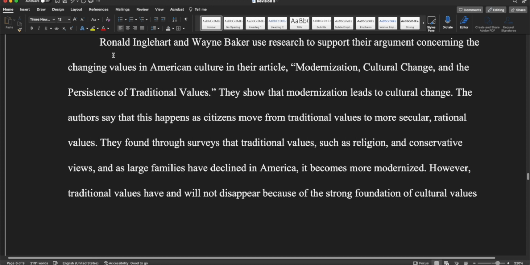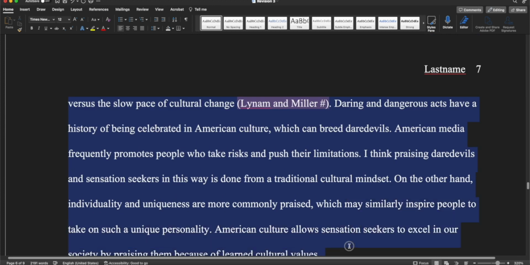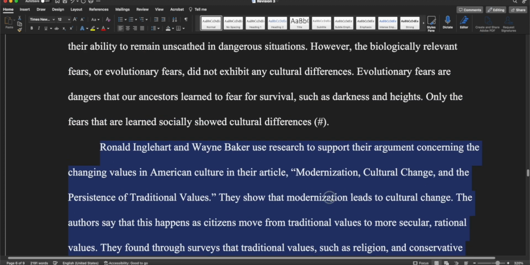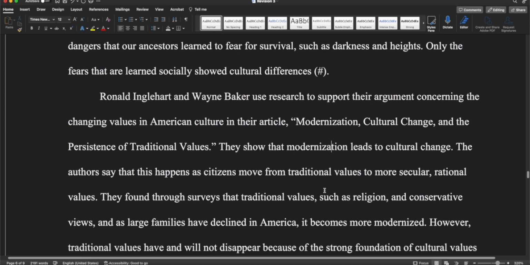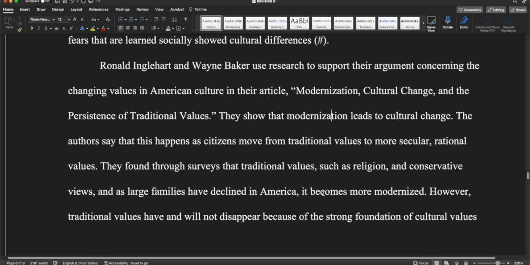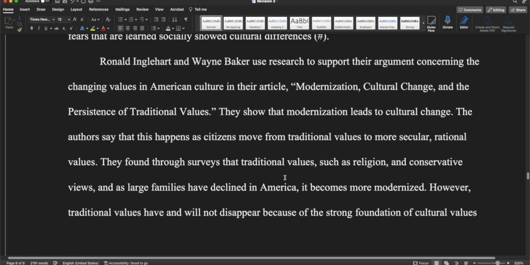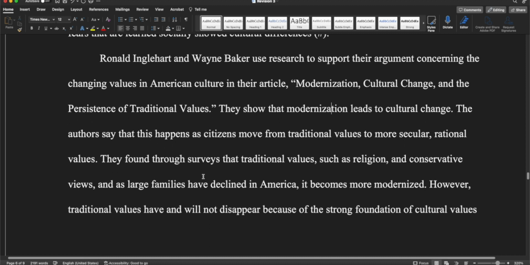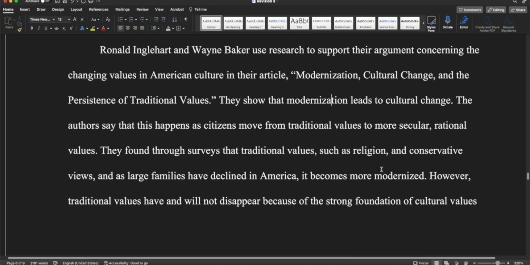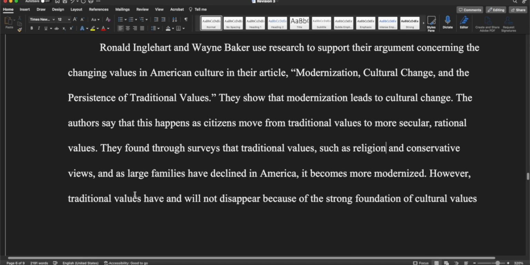So we have an issue in this paragraph. Let's take a look here because this is something that is relevant to how we cite, right? Ronald Engelhart and Wayne Baker used research to support their argument concerning the changing values in American culture in their article, Modernization, Cultural Change, and the Persistence of Traditional Values. They show that modernization leads to cultural change. The authors say that this happens as citizens move from traditional values to more secular, rational values. They found through surveys that traditional values such as religion and conservative views and as large families have declined in America, it becomes more modernized.